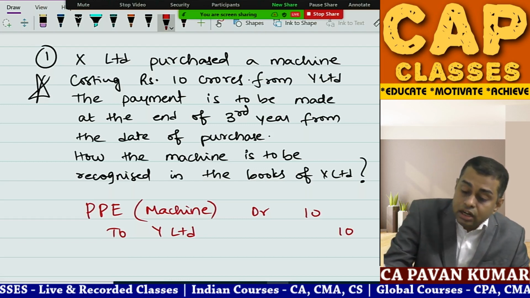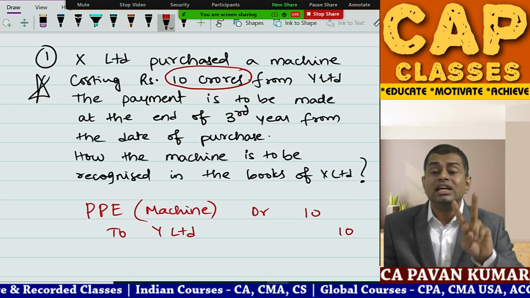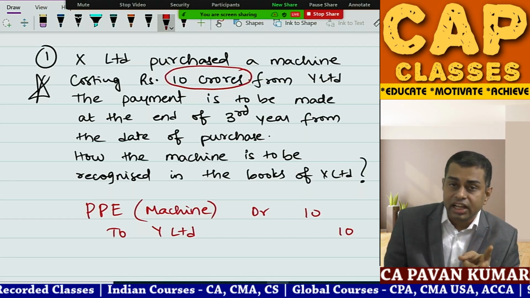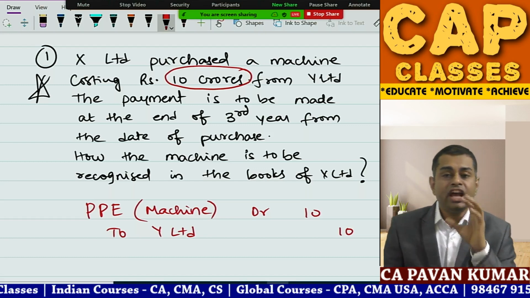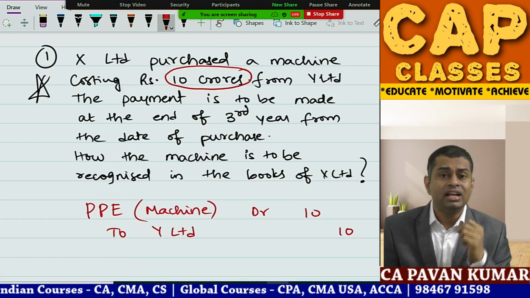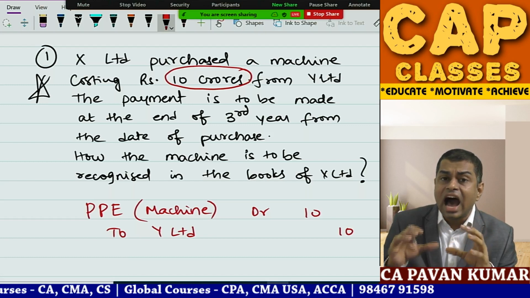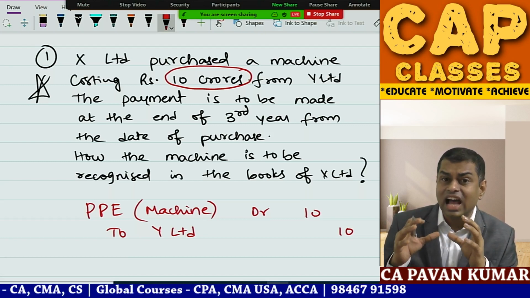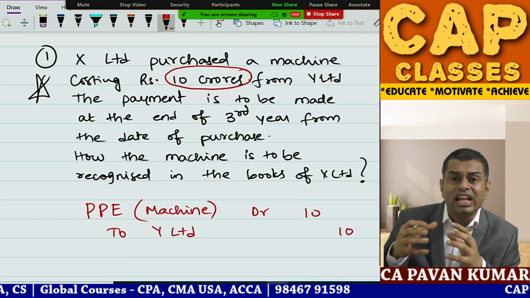So this 10 crore rupees should be broken into two parts: the fair value of the machine and the interest component. Fair value of the machine is to be capitalized. It will go to the balance sheet. That interest component, we need to do something called unwinding. Amortization also we call it. Unwinding of interest or amortization of interest.